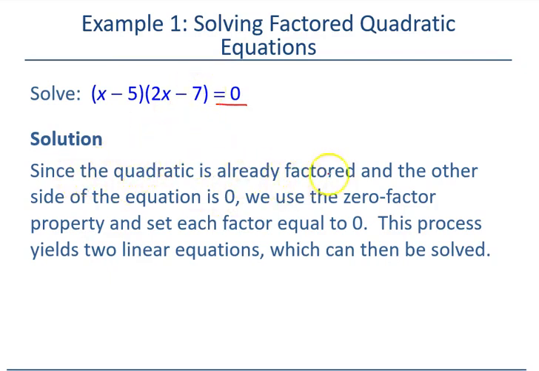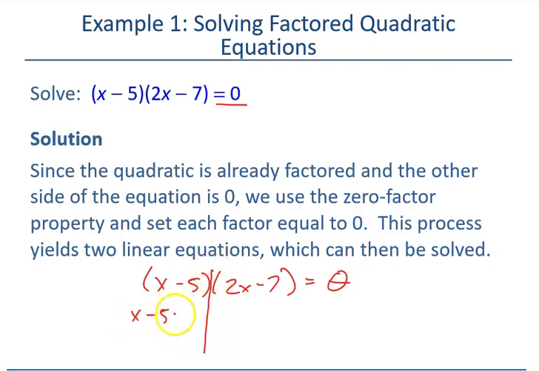Since the quadratic is already factored and the other side of the equation equals 0, we use the zero factor property and set each factor equal to 0. This process yields two linear equations which can then be solved. What they're saying is this: I have x minus 5 times 2x minus 7, all equal to 0. The zero factor property says I'm going to set both of these equal to 0. So I have x minus 5 is equal to 0, and then I have 2x minus 7 equal to 0.